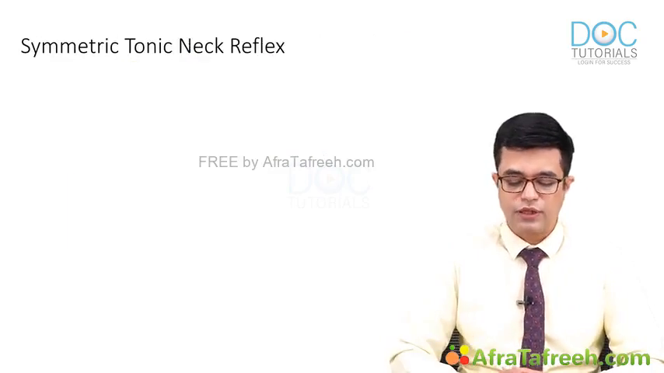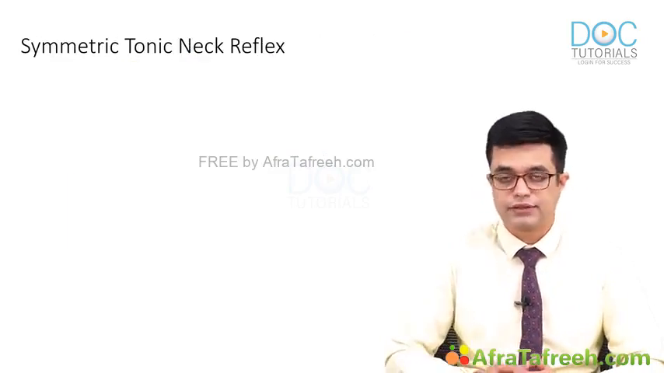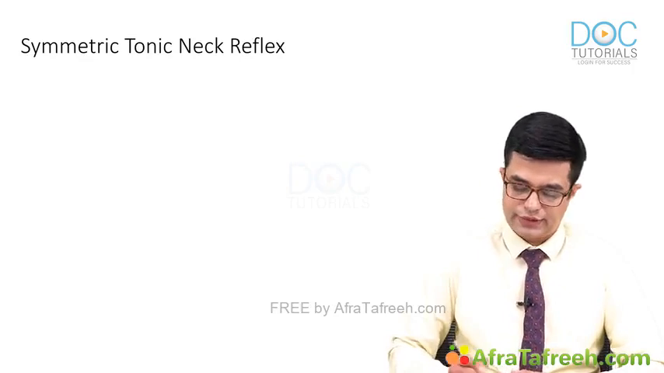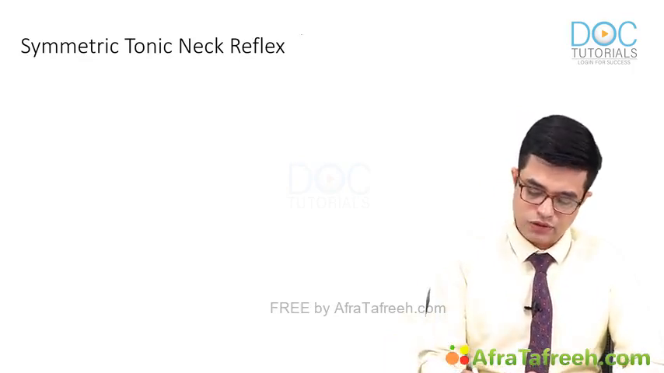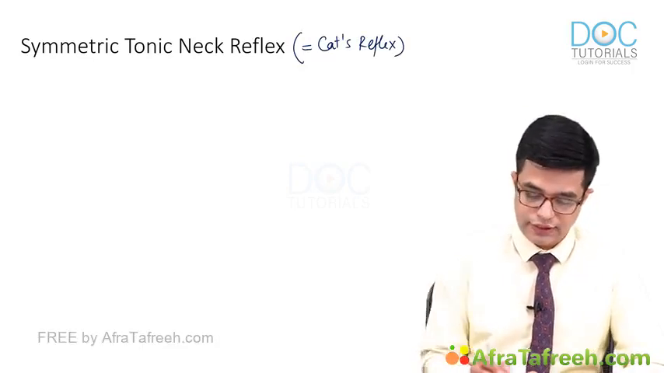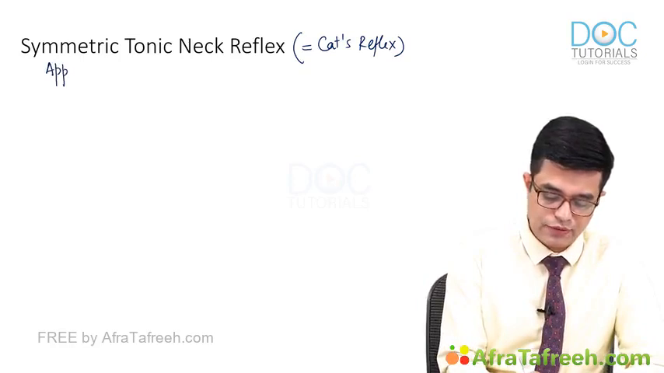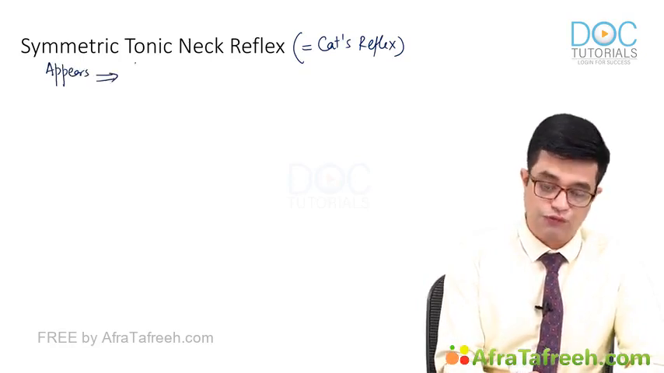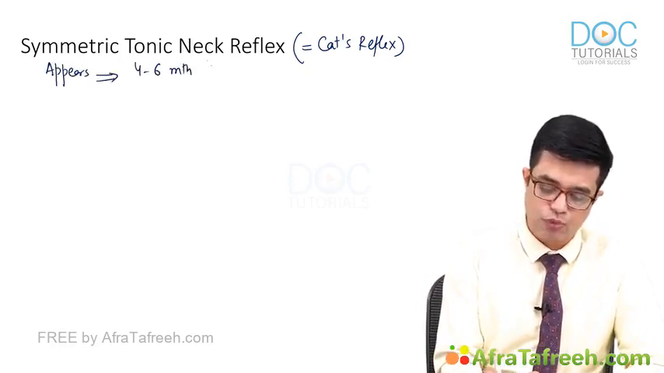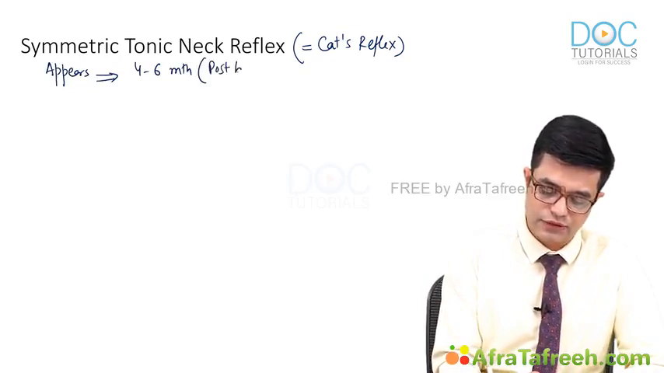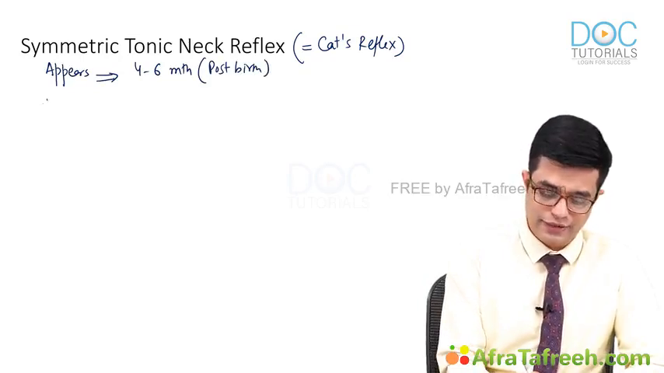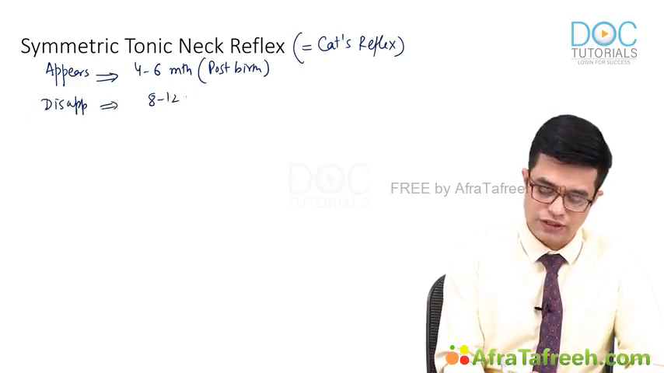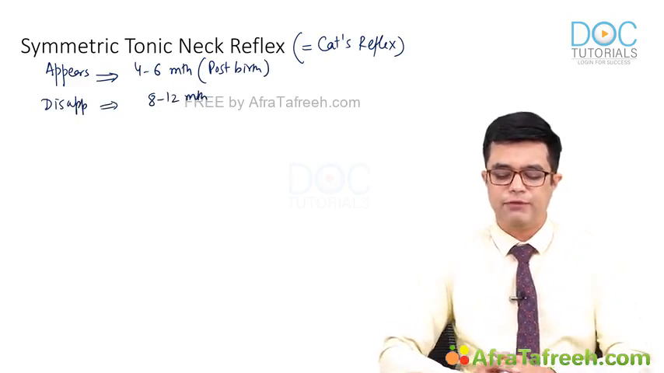Let us discuss the 3 reflexes. First, we will be discussing about symmetric tonic neck reflex. Symmetric tonic neck reflex is also called as cat's reflex. This reflex is not present since birth. It usually appears around 4 to 6 months of postnatal life after birth and disappears around 8 to 12 months of age. Usually 10 months is the time we take for this.